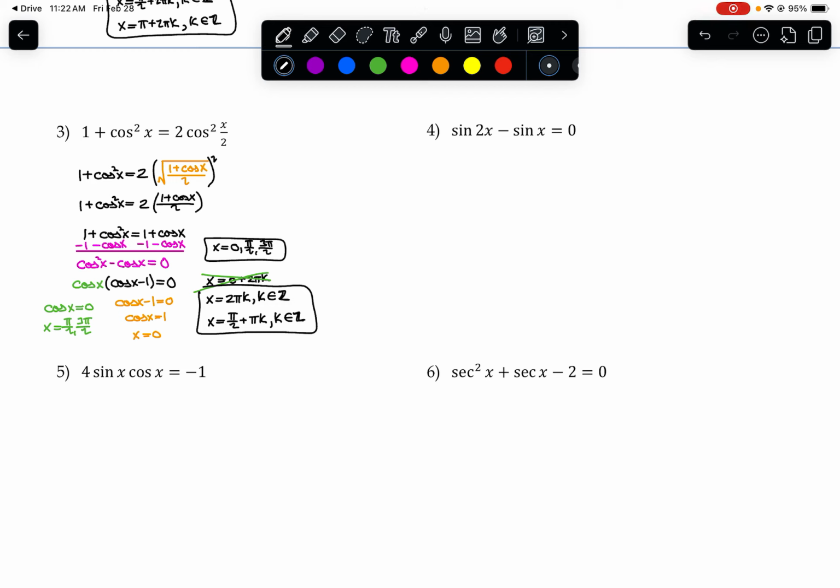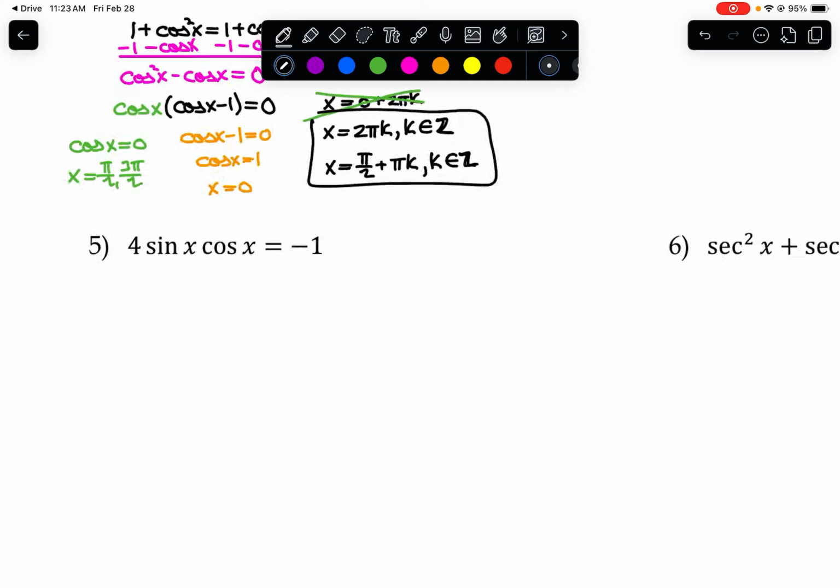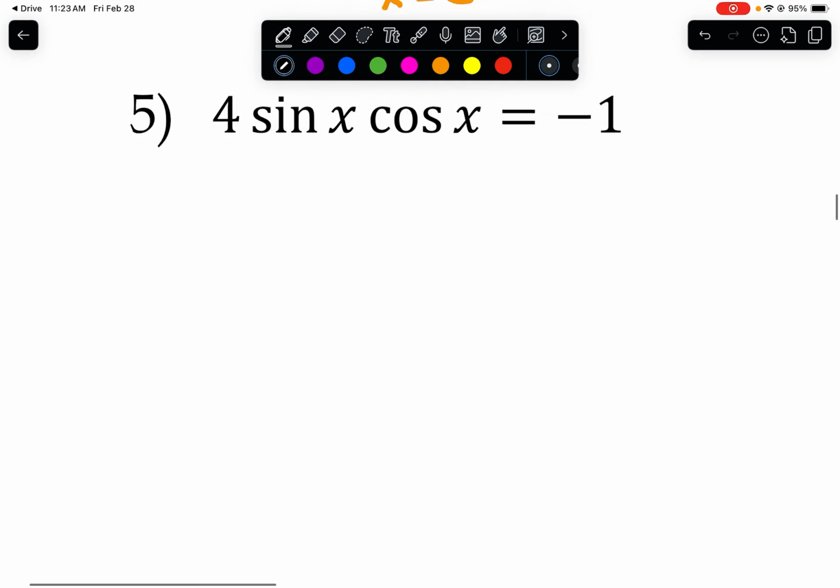Okie dokie, I'm going to make sure I'm doing the right ones. So I'm only going to do certain ones. Numbers 4 and 6 are really similar to problems that we've done prior or before this video, so I'm going to skip those for sake of time. So we're going to jump to number 5.